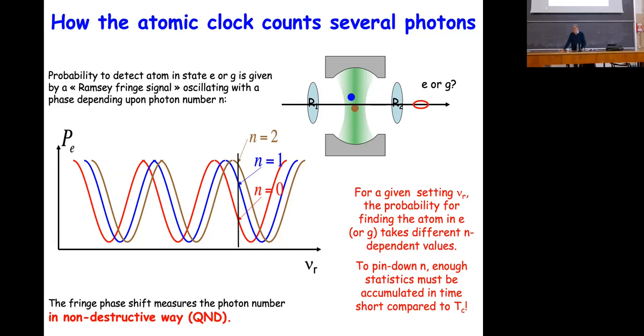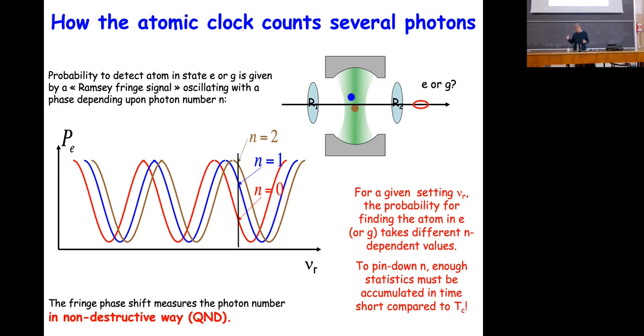No, it's not with one atom. In order to know whether I am at this point, that point, or that point, I have to detect a lot of atoms because of the signal to noise ratio. So you need a lot of atoms. But I will show you how it works. In fact, the atoms are going one by one.